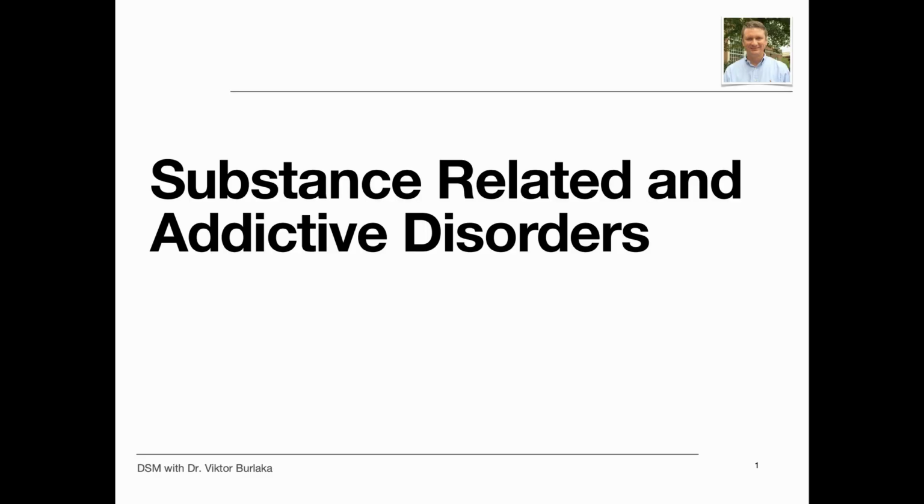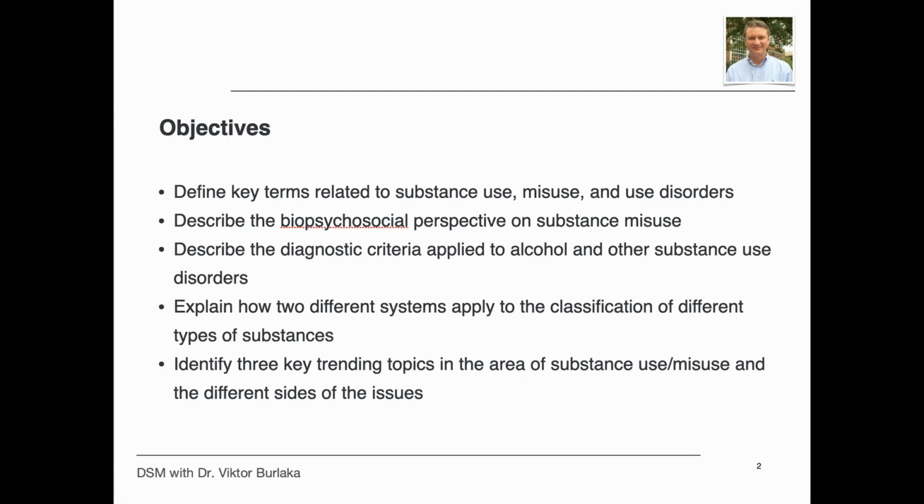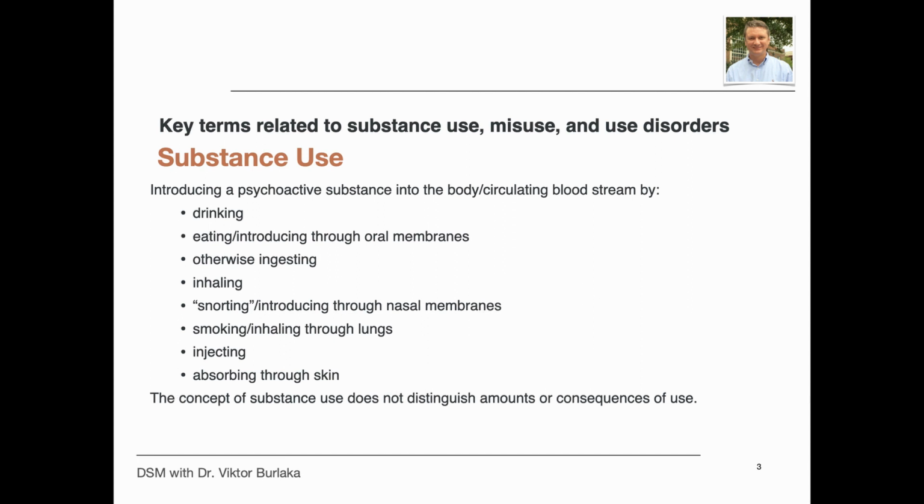Hi everyone. Today we will talk about substance-related and addictive disorders. This week we will focus on key terms used in the field of substance use, abuse and disorder. We will talk about biopsychosocial perspective on substance misuse. We will also talk about diagnostic criteria and classification of different types of substances. Finally, we will identify 3 key trending topics in the area of substance use and misuse.